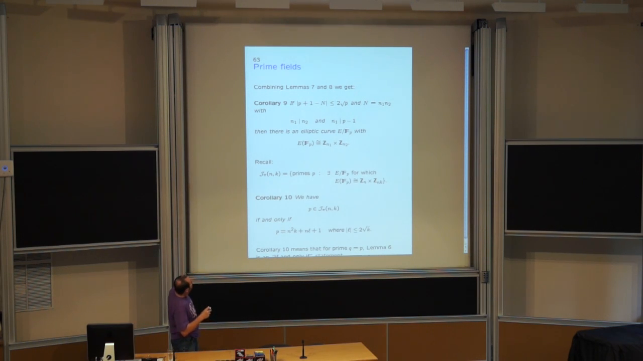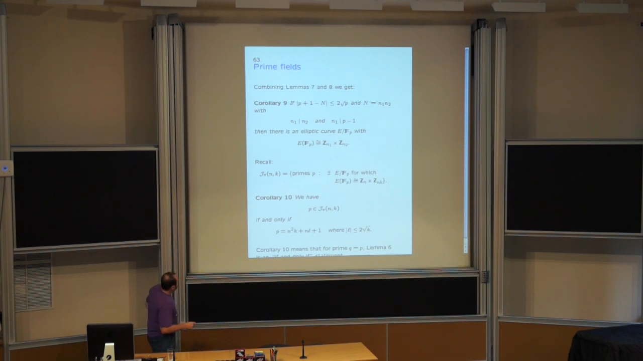And if your cardinality n is in the proper range, if you have two numbers n1 and n2, used to be L and M before, but now I call them n1 and n2, with these divisibility conditions, then there is a curve with the group structure Z_n1 cross Z_n2. And again, it's one more reformulation of what we had before.